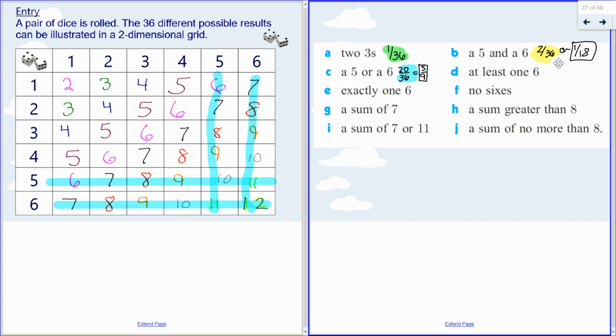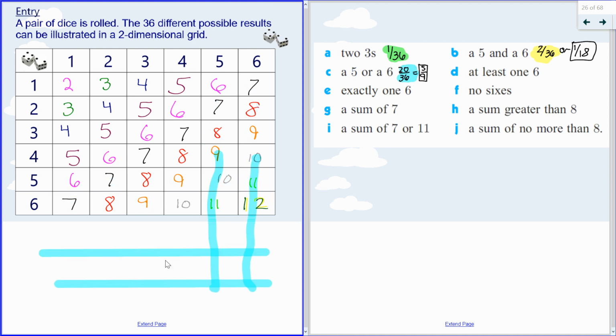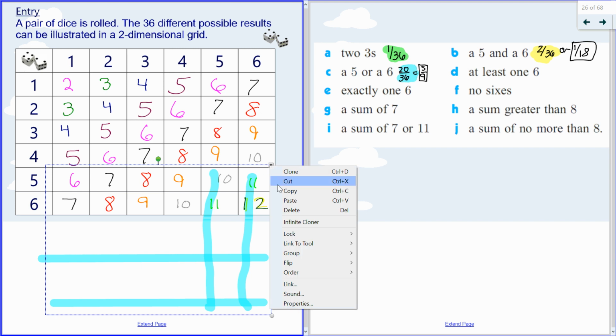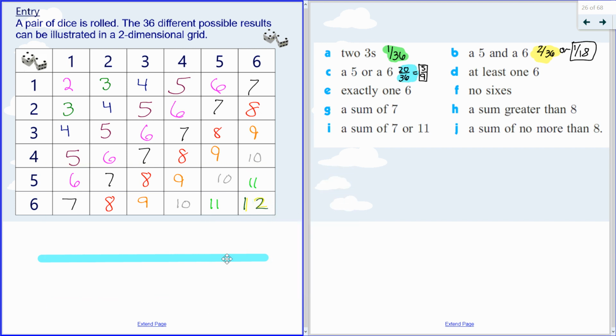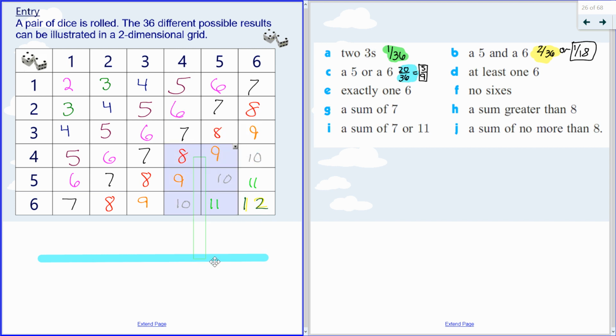Okay. Then it says at least 1 6. So I roll my dice, and I'm going to get rid of the blue. Delete it. At least 1 6.